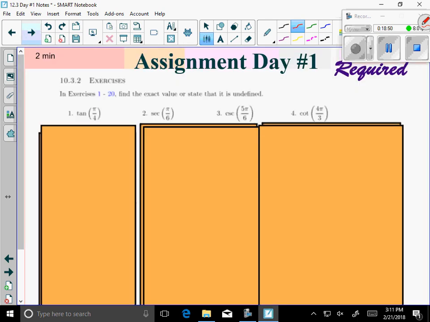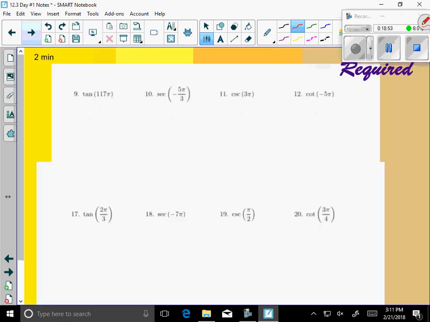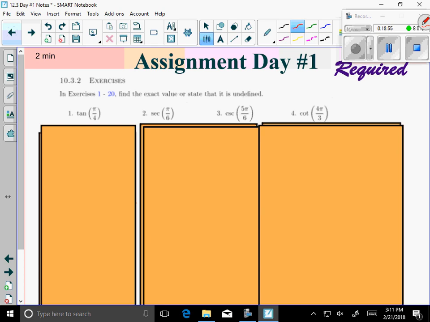Okay, so let's see here. I want to skip ahead. Oh, no, never mind. Okay, so I see a problem like number 4. Cotangent of 4 pi over 3. What?